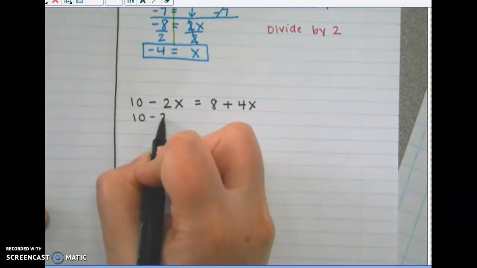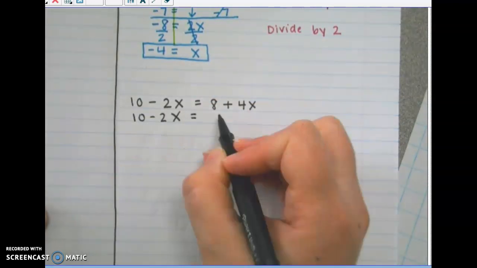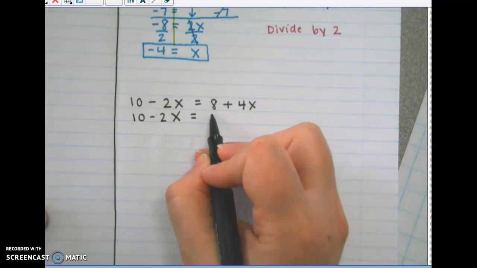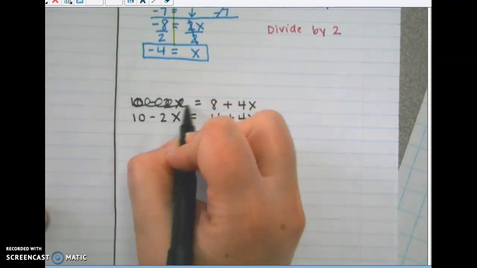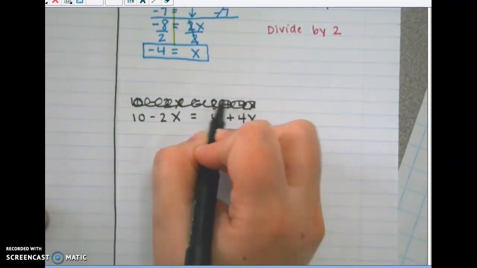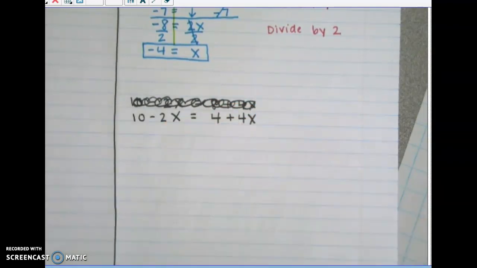Just kidding, I don't want that example. I want this example instead. So you can go ahead and pause the video here, copy this down. I want you to try this one on your own and see if you get the same answer that I do. So pause the video here, work it out.